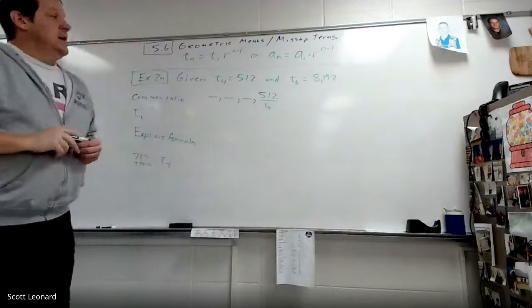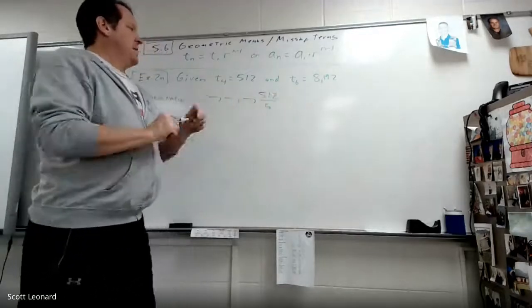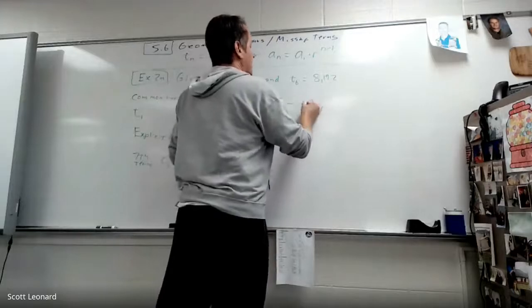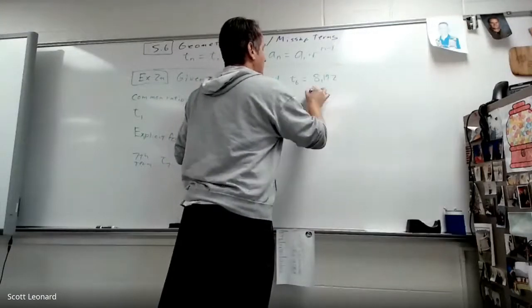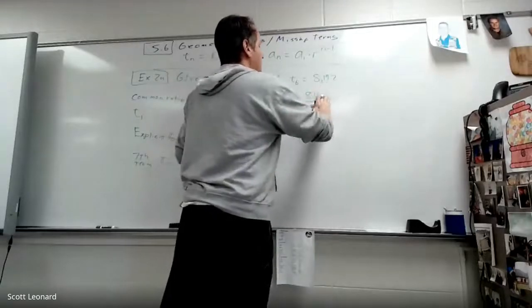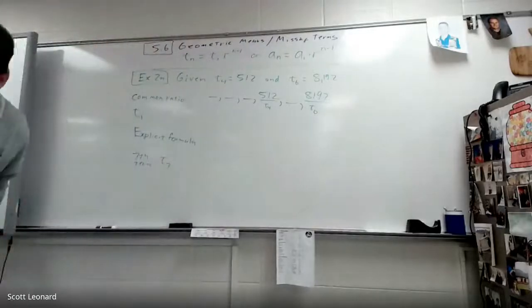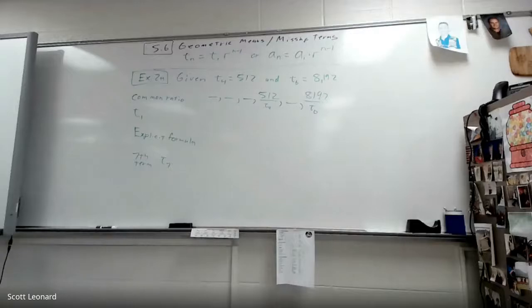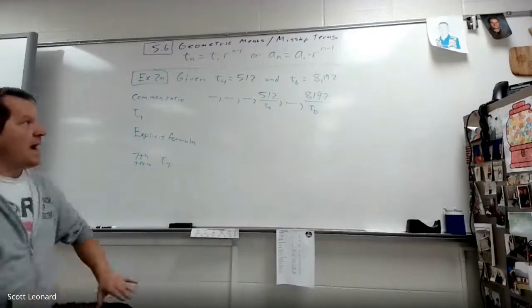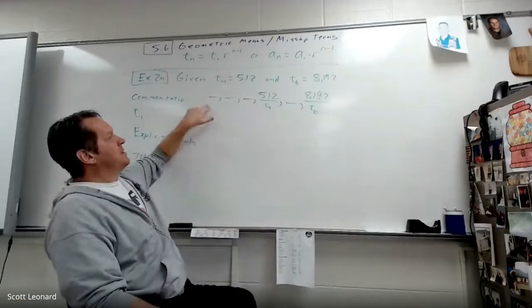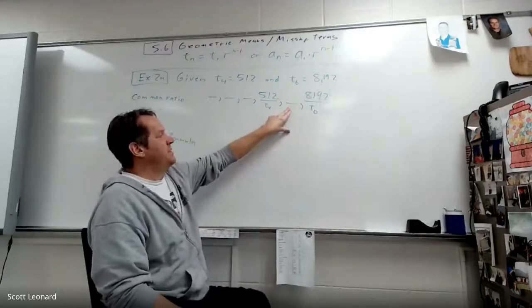Then we have the sixth term, which means we're missing the fifth. Oh, I wrote the two numbers backwards. All right. Give everybody a second to get that copied down. Does everybody understand why I have these here? They're giving us the fourth term, so we're missing the first three. We have the sixth term, so we're missing T5.